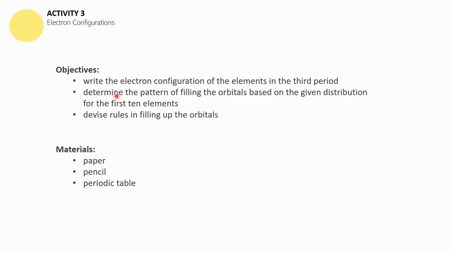And then determine the pattern of filling the orbitals based on the given distribution for the first 10 elements. And then the last objective is to devise rules in filling up the orbitals. The materials you'll be needing are the following: paper, pencil, and the periodic table.